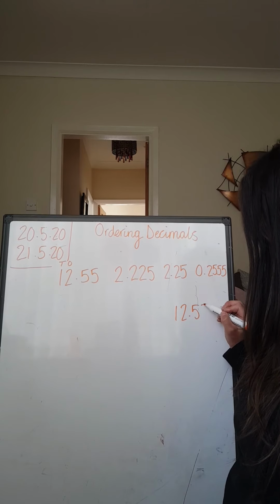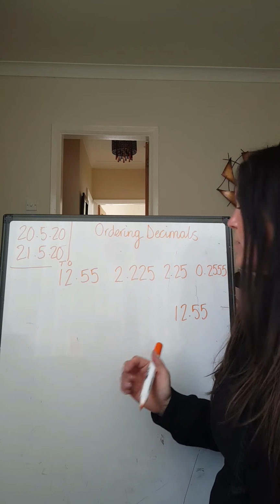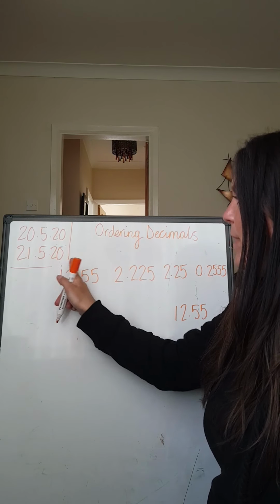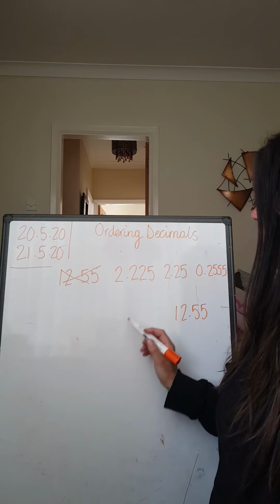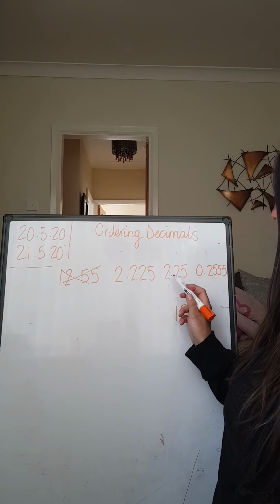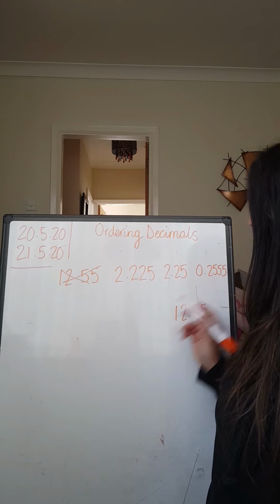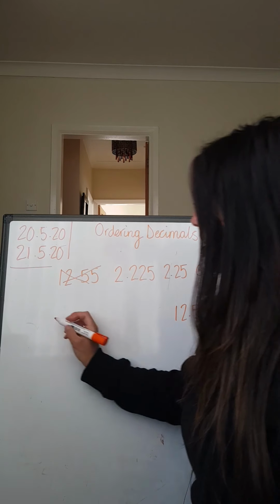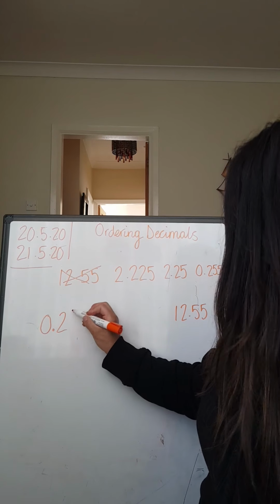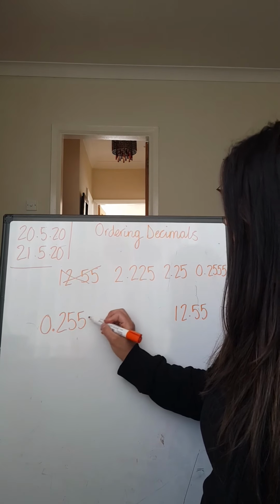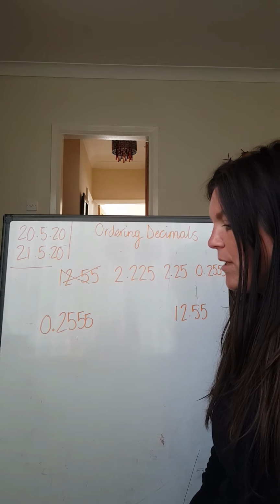So if you said the numbers out loud and had a good go at thinking about how much that number was worth, you would have realised that one was the biggest number. Okay, so I'm going to put that one at the end. So I need to look for the smallest number. So I've got 2.225, 2.25, and then I've got 0.2555. So even though that's got a lot of digits at the end, it still starts with a 0 in the ones column. So that means that that one is my smallest number. And now I need to decide which one is the smallest and which one's the biggest in that number.